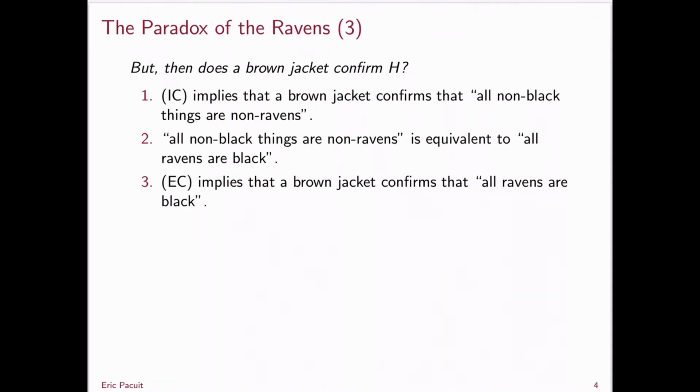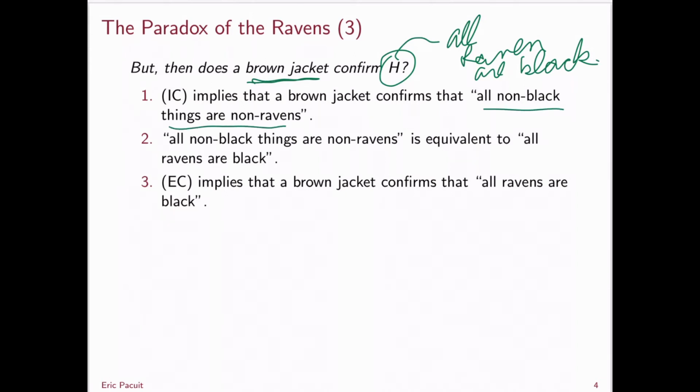So let's see. Consider a brown jacket. I'm looking around my room and I see that I have a brown jacket lying on the floor over there. So the question is, does that confirm H, where H is all ravens are black? Well, IC implies that a brown jacket confirms all non-black things are non-ravens, because a brown jacket is a non-black thing that is a non-raven. So it's an instance of all non-black things are non-ravens. Now, all non-black things are non-ravens is equivalent to all ravens are black. So EC implies that a brown jacket must confirm all ravens are black.